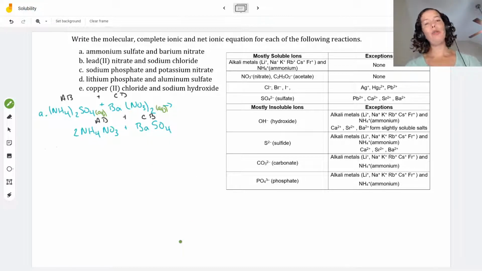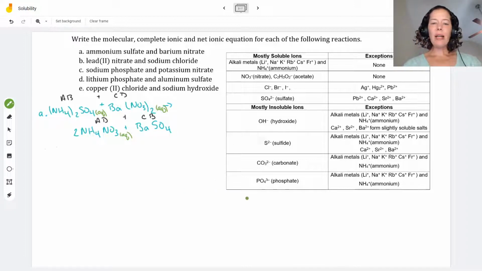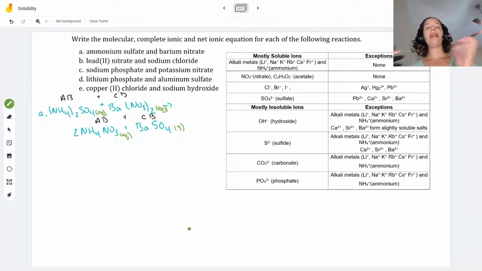Okay, on to products. I have ammonium nitrate. Again, ammonium is soluble and nitrate is soluble. So this is like double whammy soluble. And now barium sulfate. I'm going to go look at my sulfate rules. So here are my sulfate rules. It's mostly soluble, but you can see barium here is one of my exceptions, meaning that most sulfate salts are soluble, but barium happens to be one of the insoluble salts. So barium sulfate is going to precipitate out of this reaction, meaning it is not aqueous. It is going to form a solid.